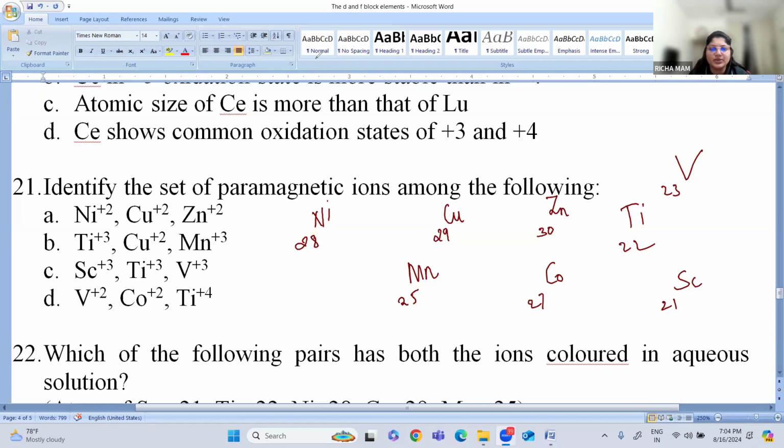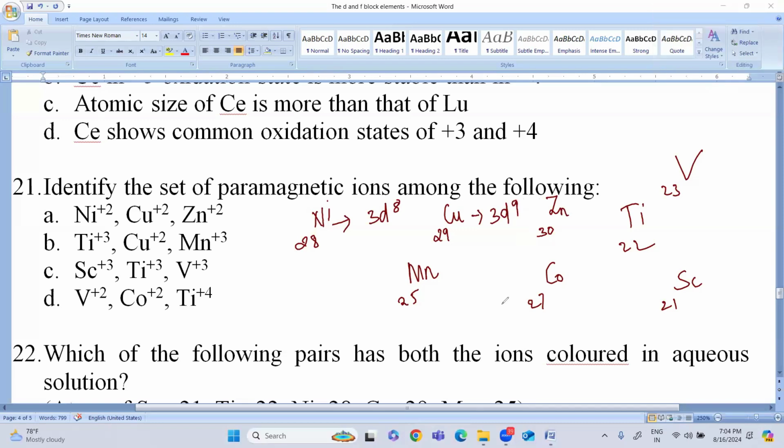Sri Varuni has answered as B. Akila has answered as B. Okay. So now here, when you write the electronic configuration in nickel +2, it will be 3d8. And copper in its +2 state, it will be what? 3d10 4s1, no? So it will be 3d9. Option C. Option C is correct.